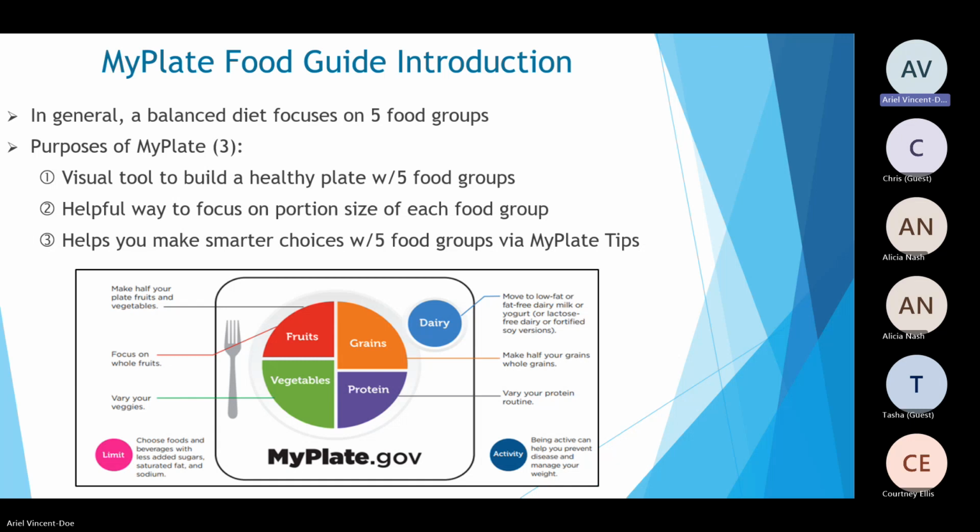Now, if you are a person that does not do dairy, then you want to lean more towards those unsweetened options because they will have less of that sugar in there. So if you are doing dairy alternatives, you want to make sure that they are unsweetened. Also, you want to choose food and beverages with less added sugars, saturated fat, and sodium. So that is the My Plate Food Guide. It's just a great visual representation for you to build a healthy balanced plate.